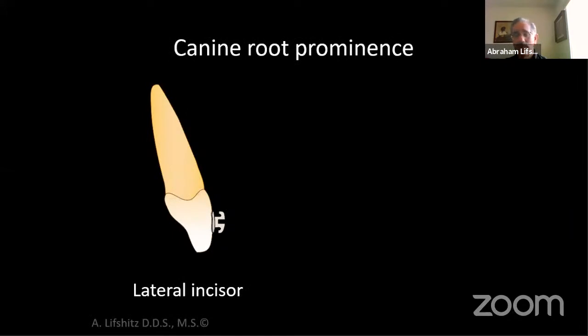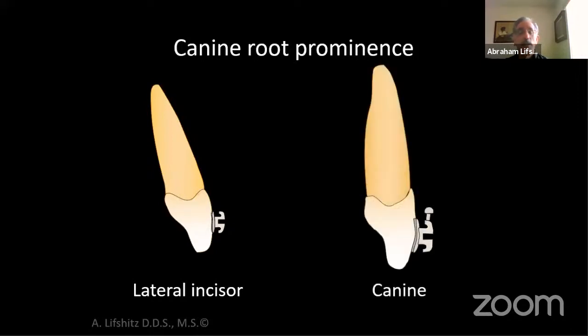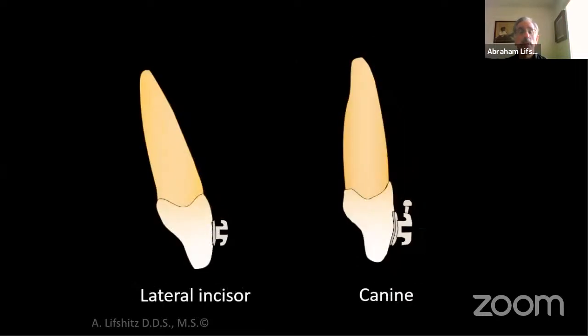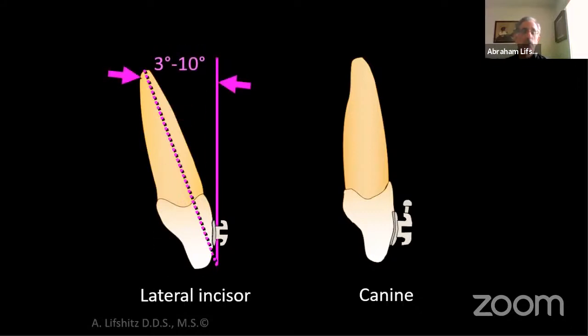Another problem that we have is root prominence. If you take a look at the lateral incisor and at the canine, you can see that the canine has a wider root buccolingually. Another problem is that if we use the brackets of the lateral incisor, it has a torque prescription between 3 to 10 degrees positive.